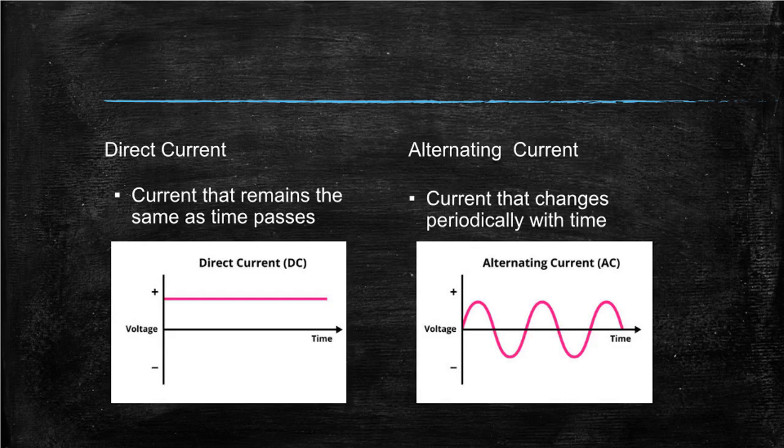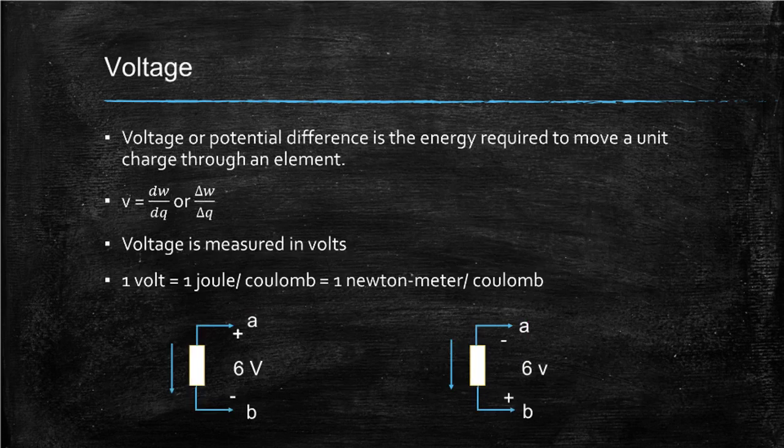Alternating current changes periodically with time. It is used in households to run electric appliances. Next is voltage. Voltage or potential difference is the energy required to move a unit charge through an element. Voltage is the rate of change of energy per charge. It is as shown in the equation. Voltage is measured in volts, which is equivalent to joules per coulomb.